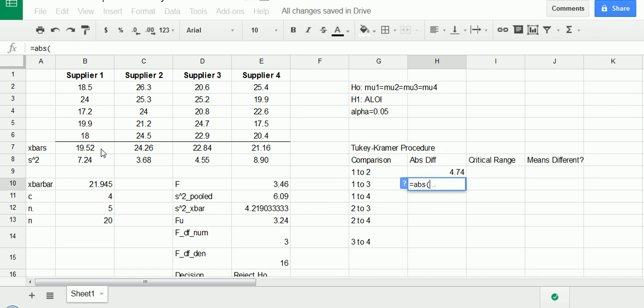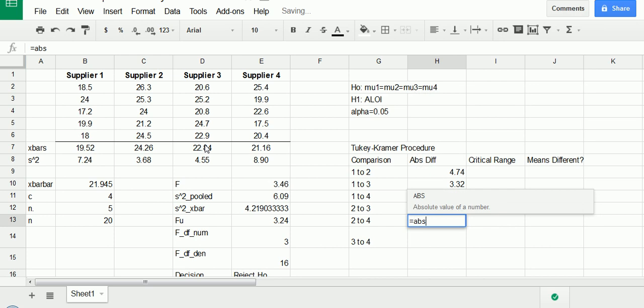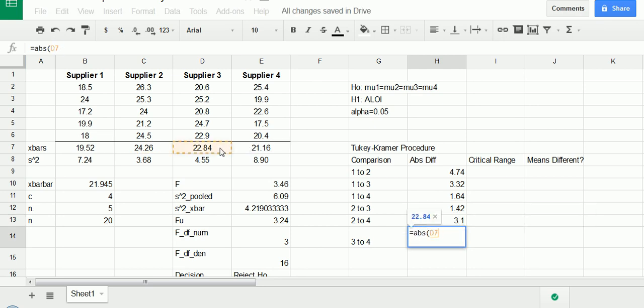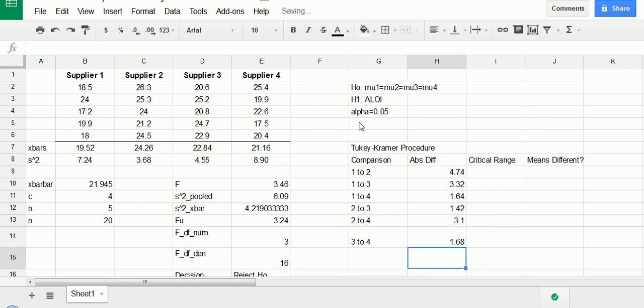So here 1 to 3. Here 1 to 4. Here 2 to 3. Here 2 to 4. And finally here 3 to 4. Okay? Make sure you're highlighting the correct means.